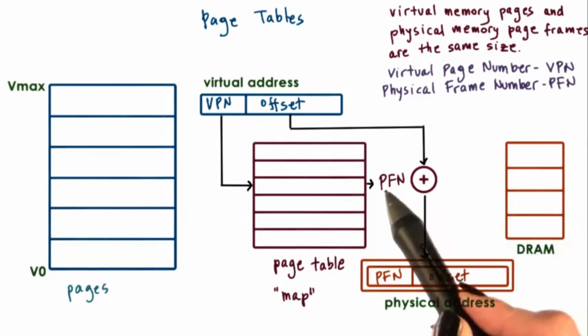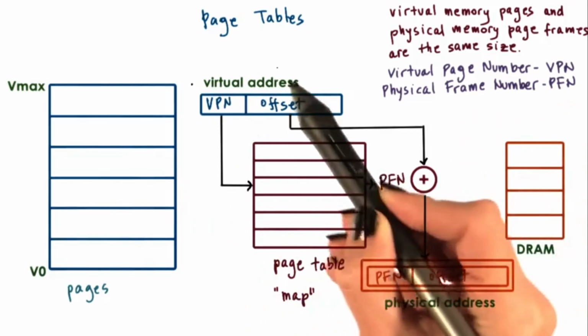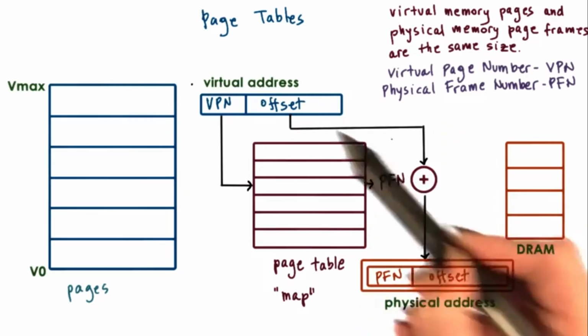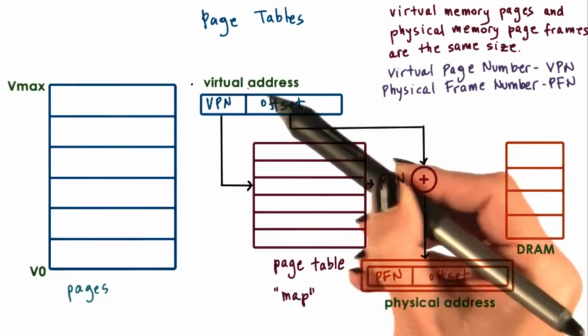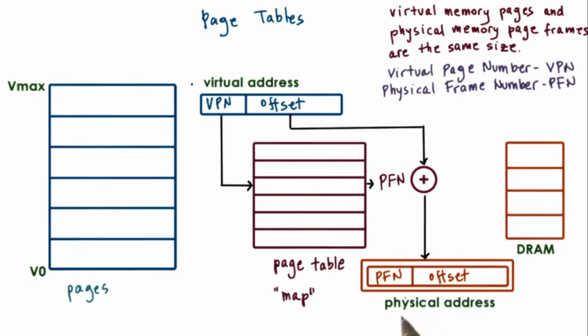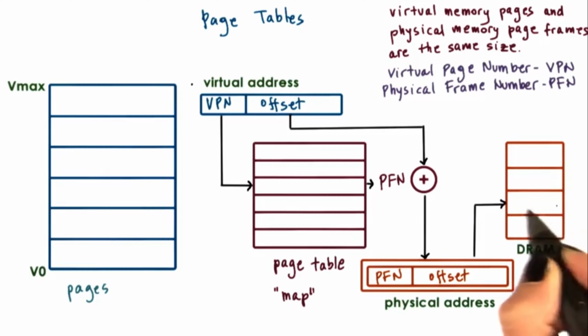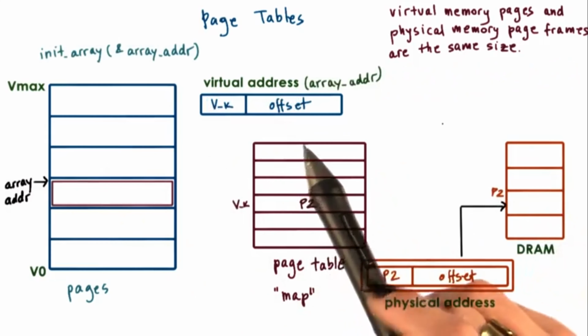Now, to complete the full translation of the virtual address, that physical frame number needs to be summed with the offset that's specified in the later part of the virtual address to produce the actual physical address. That resulting physical address can ultimately be used to reference the appropriate location in physical memory. Let's look at an example now.